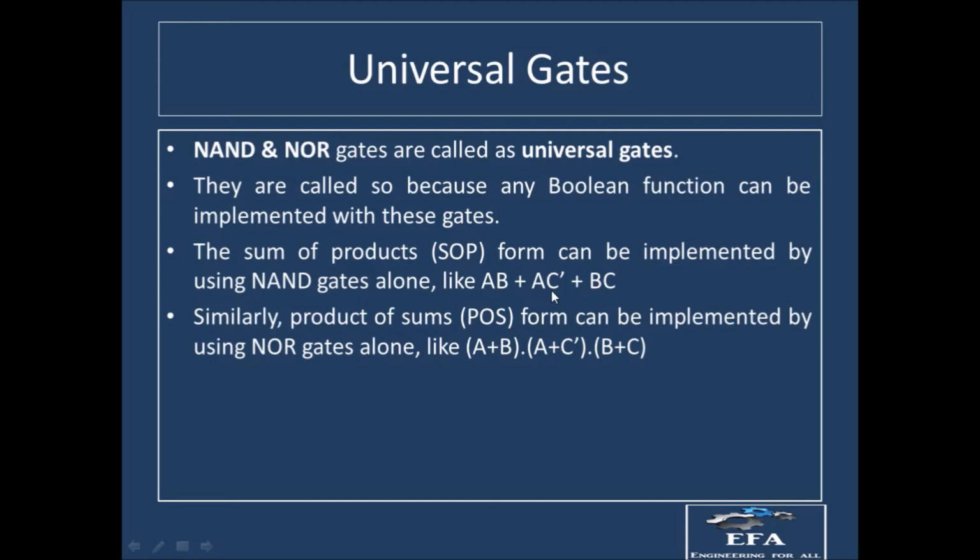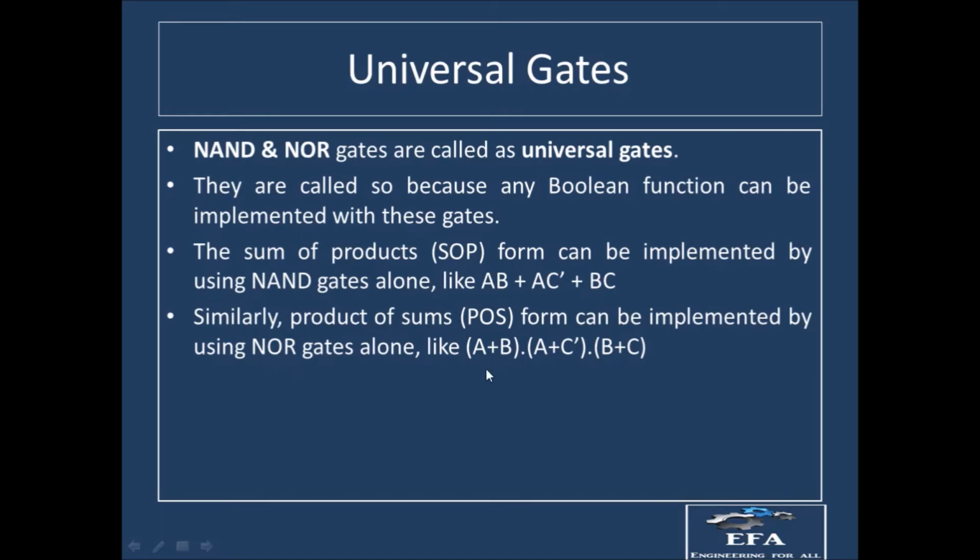Second, A into C bar is the second product. Third, B into C is the third product, right? So these are the products and we are taking their sums. Therefore it is known as sum of product. To realize this kind of equation, we need to have the NAND gate. And if you want to realize the POS type of equation, POS means product of sum, in that case we need to have the NOR gate, right?